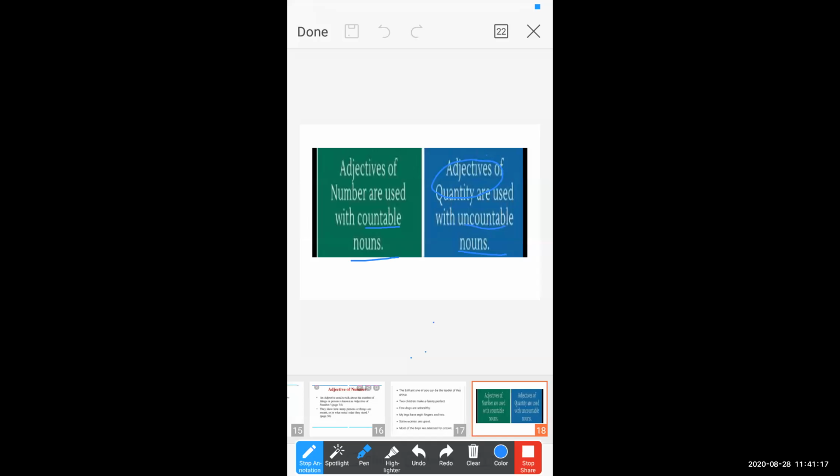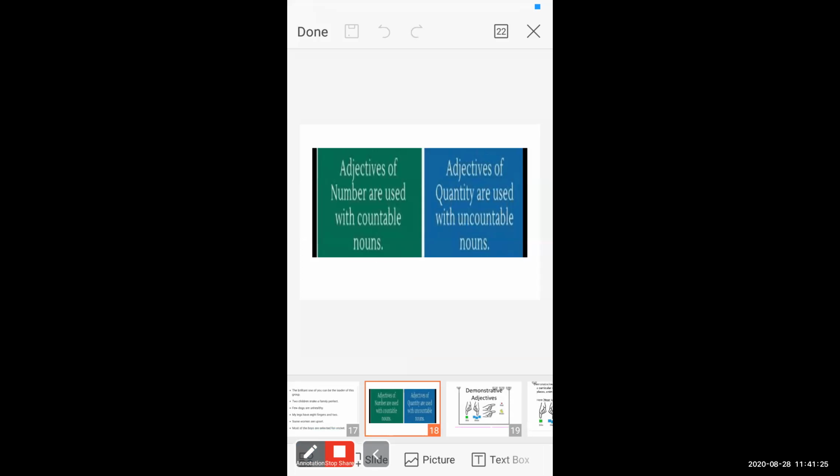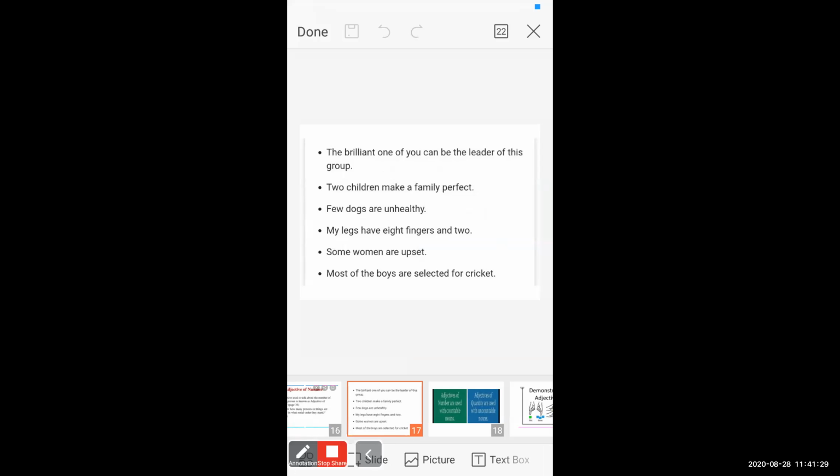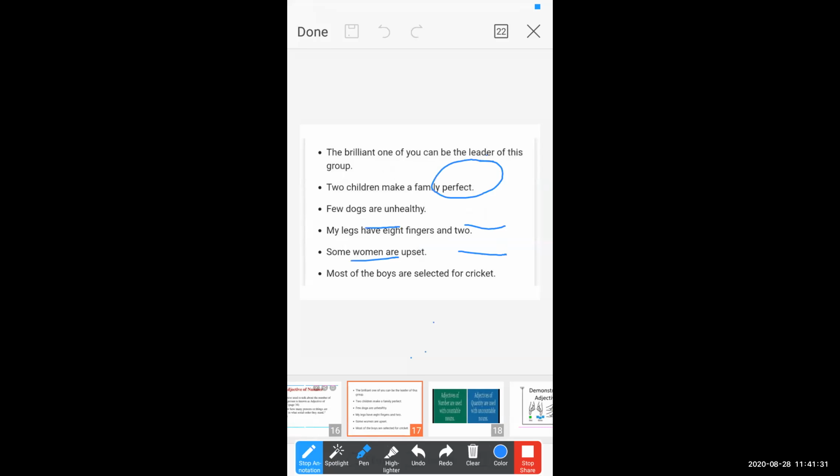Okay, so this is the main point where it is helpful for you to recognize adjective of number and adjective of quantity. All right, here we have some sentences. Just see over here, these are sentences about the adjective of number. The brilliant one of you can be the leader of this group. One shows the adjective of number.